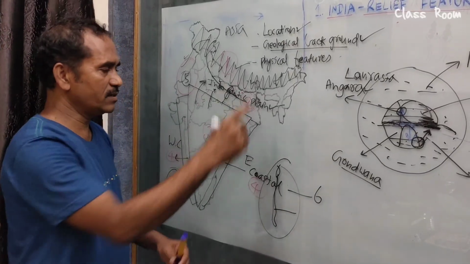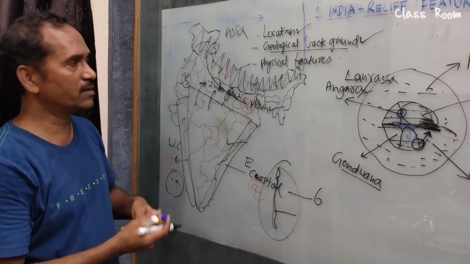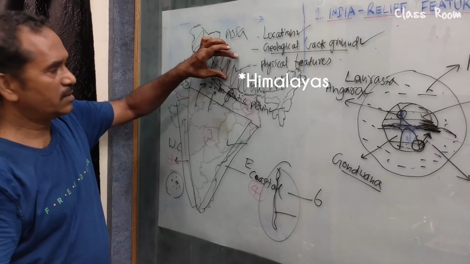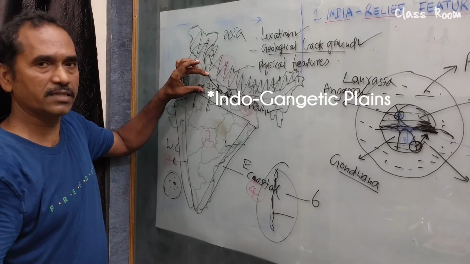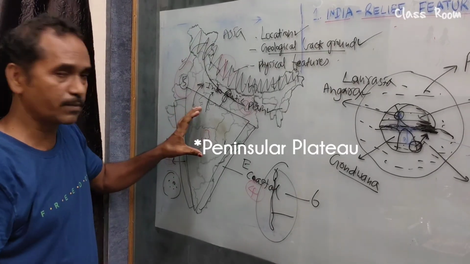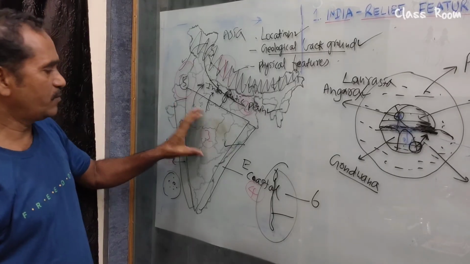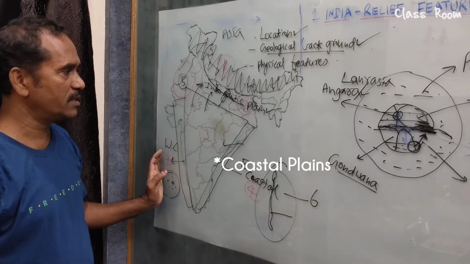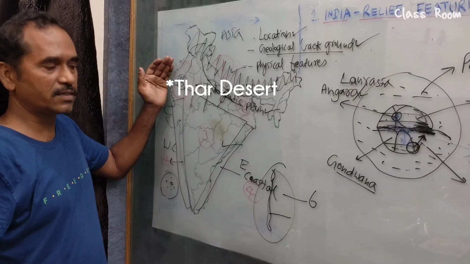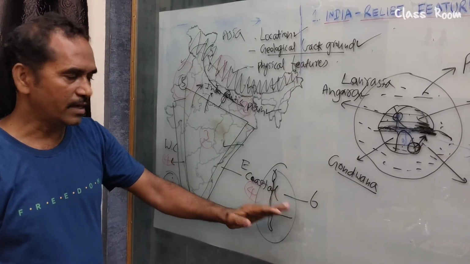So these are all the physical features of India. One is the Himalayas, then the Indo-Gangetic plains. The third one is the Peninsular Plateau, the oldest one. The fourth one is the coastal plains, and the fifth one is the Thar desert, and the sixth one is the islands in India.